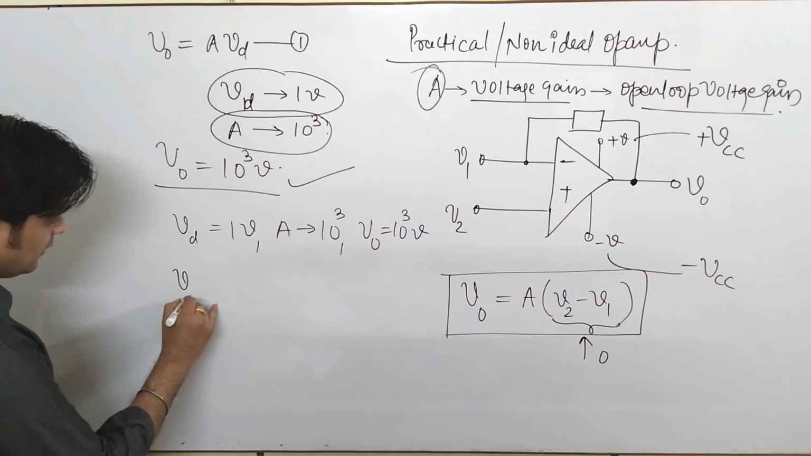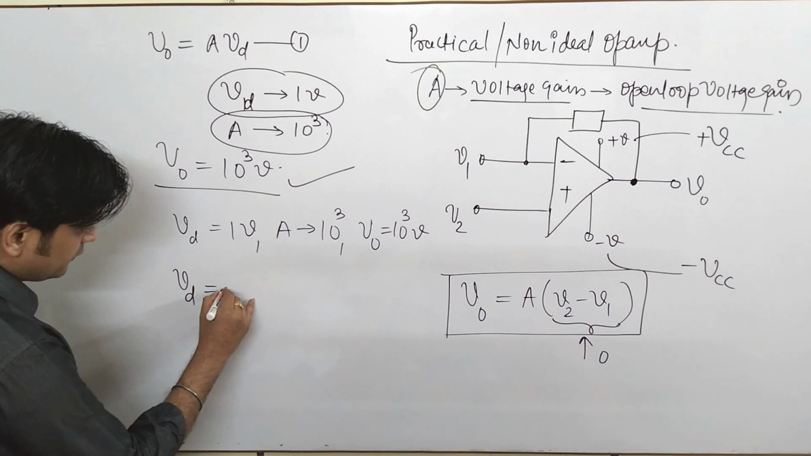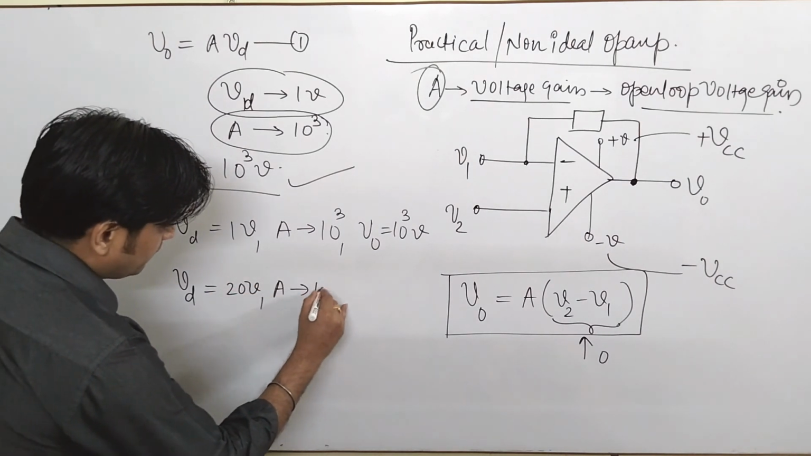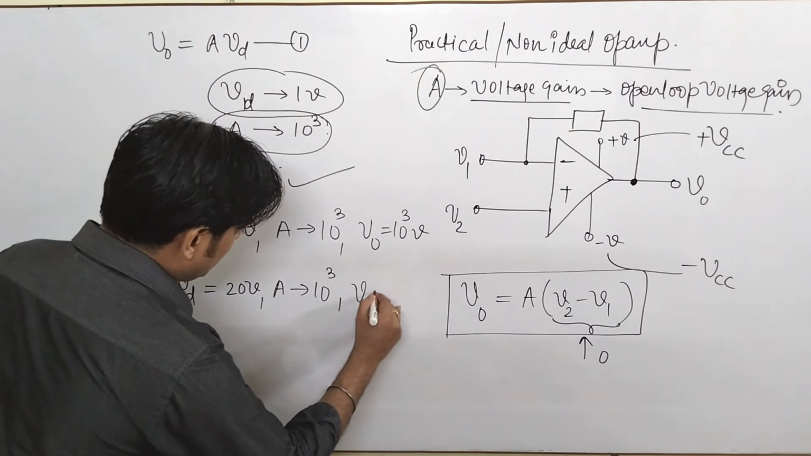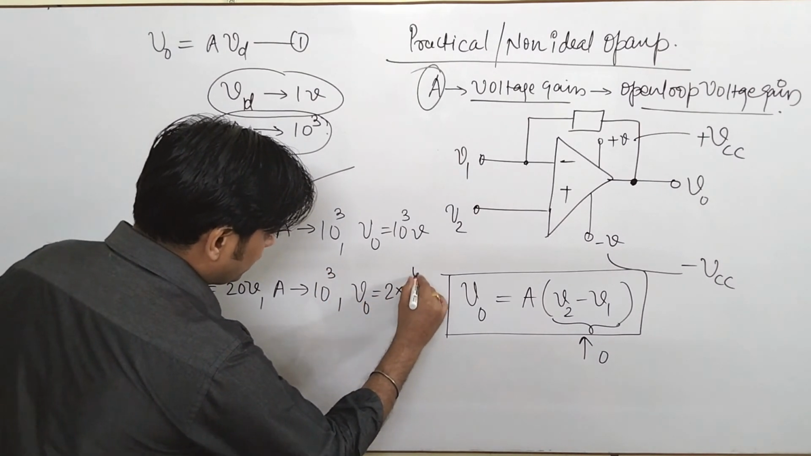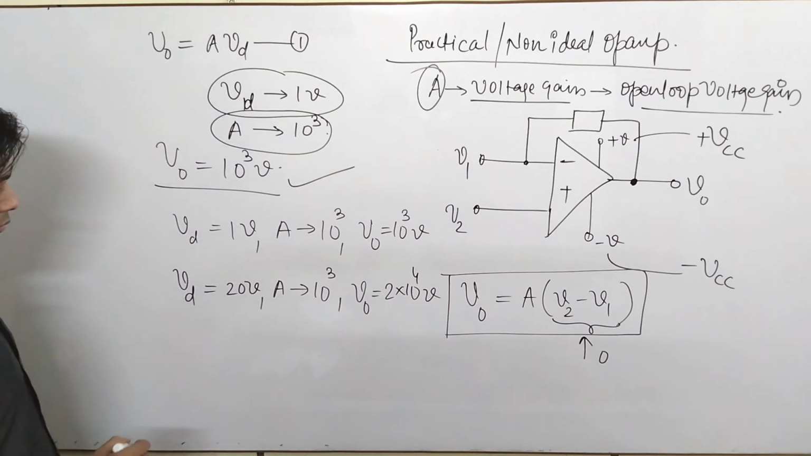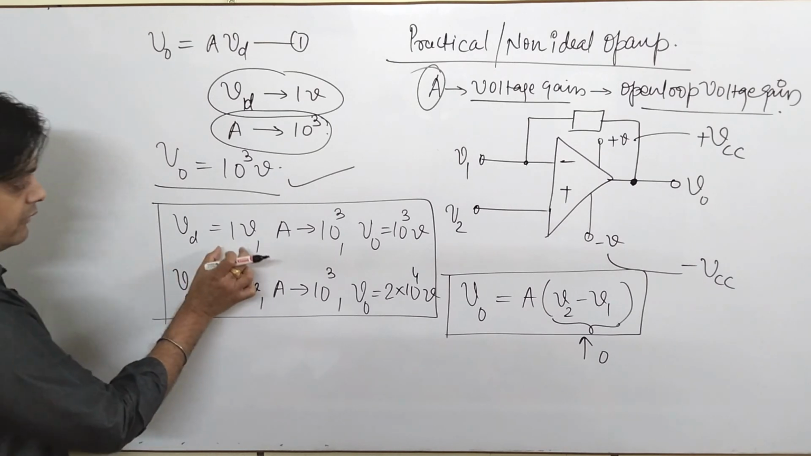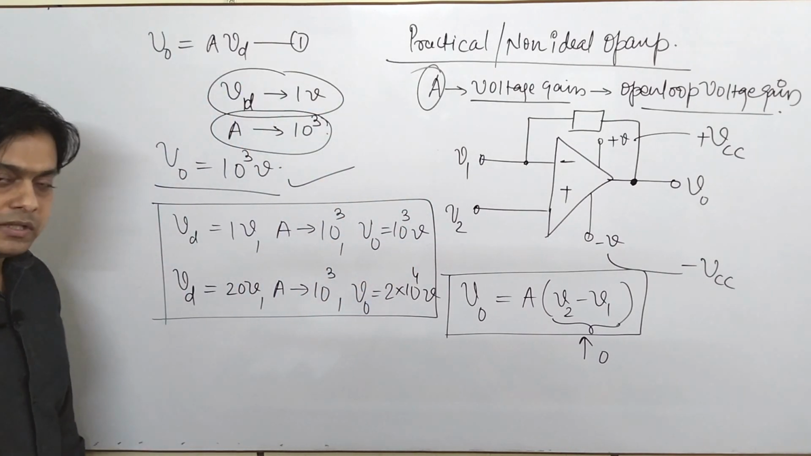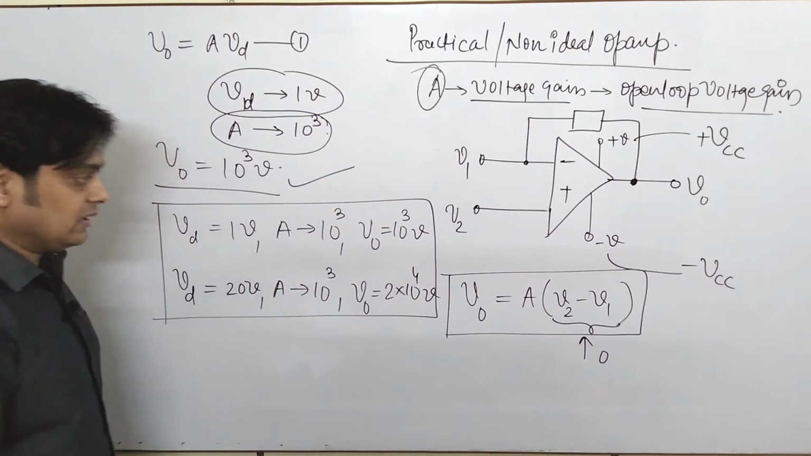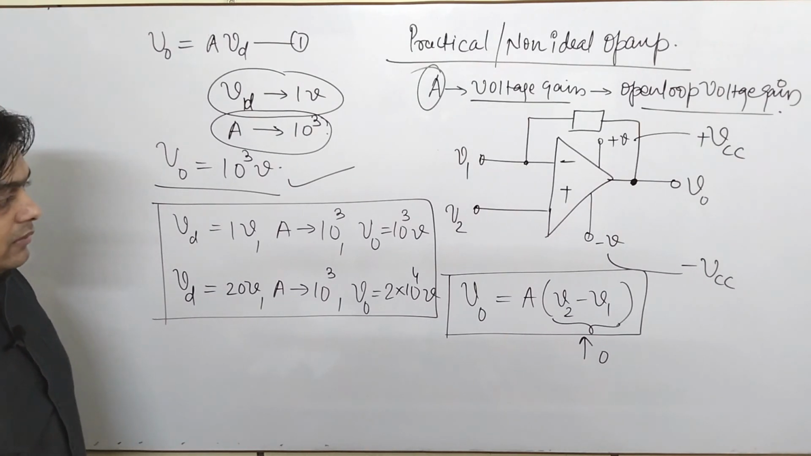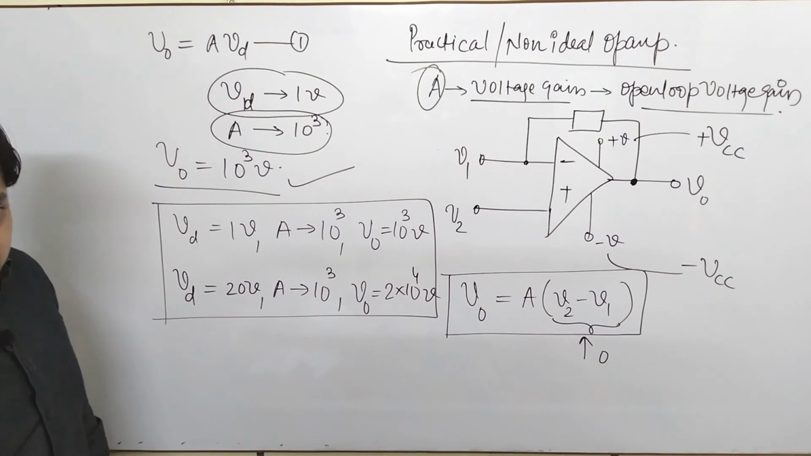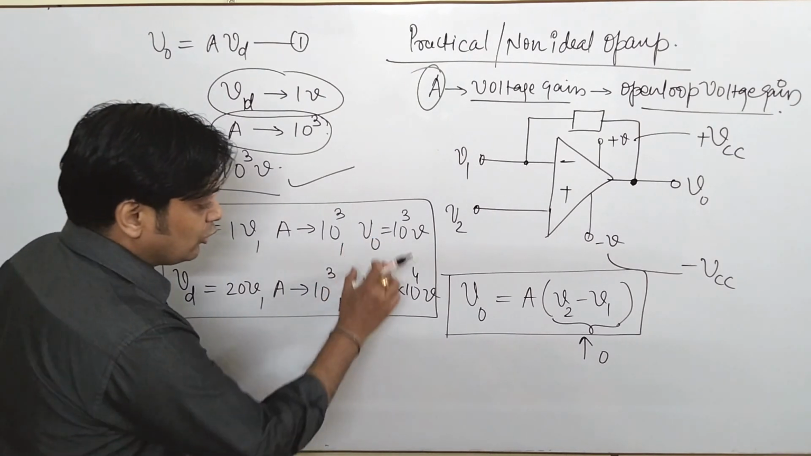Or if I apply Vd equal to, say, 20 volt with A equal to 10 to the power 3, I should get V0 equal to 2 into 10 to the power 4 volt. So that is a good condition. I mean, by applying a very low voltage, you will get a very high voltage at the output. Is it possible? This is only possible when we are talking about the ideal condition. But in practice, it is not possible.